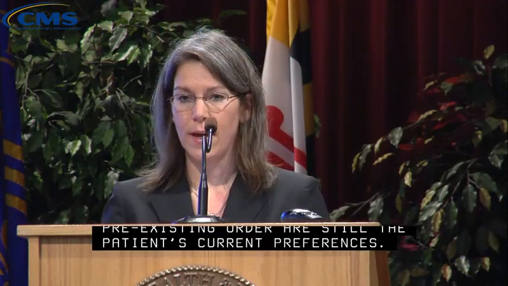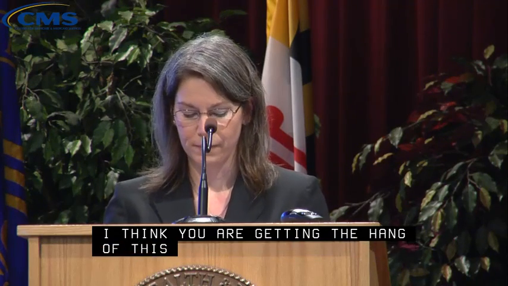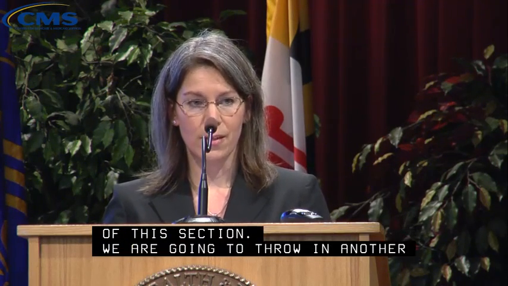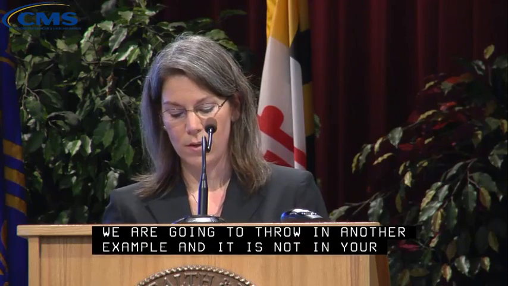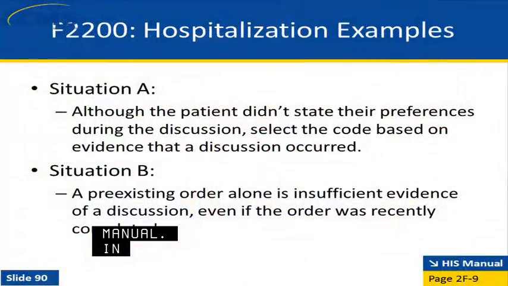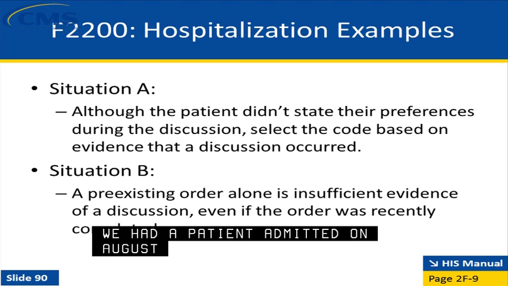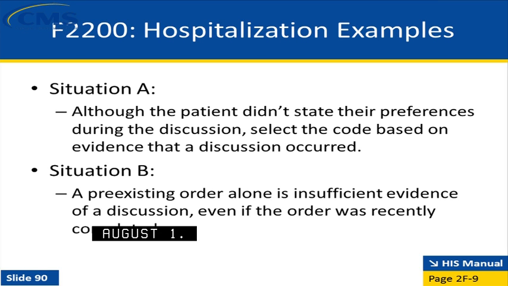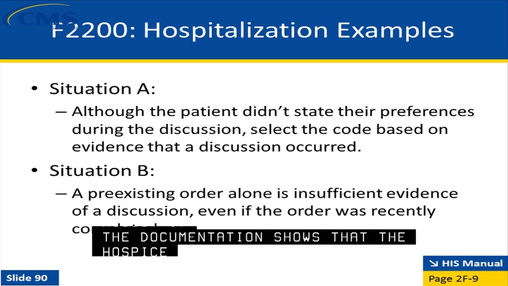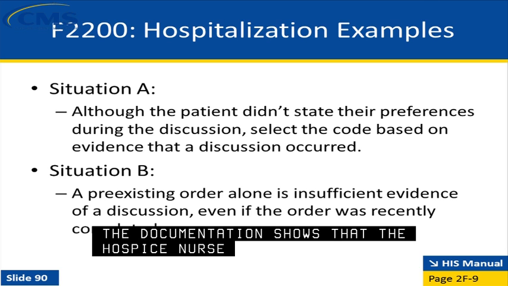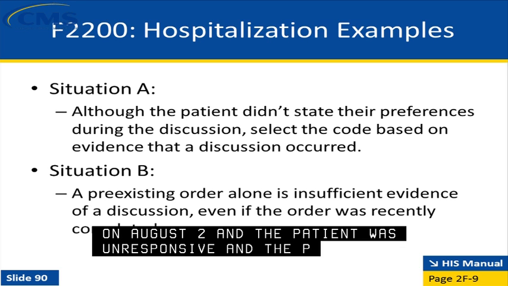Okay, so I think you're getting the hang of this section. So we're going to throw in another example, and it's not in your manual. So in this case, we're going to make this up. We have a patient that's also admitted on August 1st, and the clinical record documentation shows that the hospice nurse went to their house on August 2nd, and the patient was unresponsive, and the patient's responsible party, the patient's daughter, refused to talk about the hospitalization preferences topic.